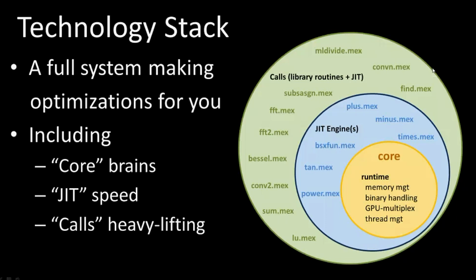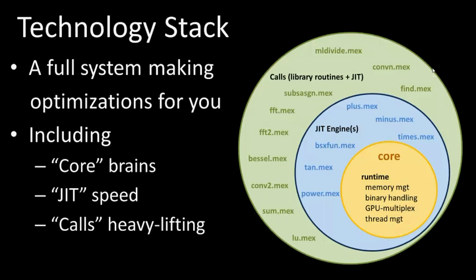The next topic we want to explain is important. A big question we get is, why would I purchase Jacket from a third party, from AccelerEyes, when the MathWorks themselves offer GPU computations inside the Parallel Computing Toolbox and Distributed Computing Server? So it's important that you understand the technology stack so that you really understand how big a difference there is between the two offerings. The technology stack of Jacket is really involved.